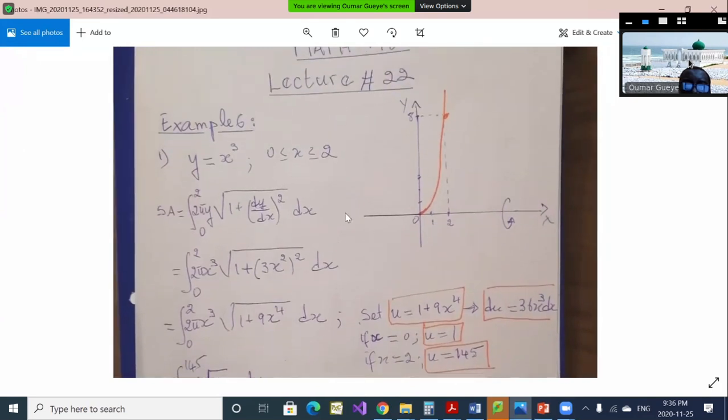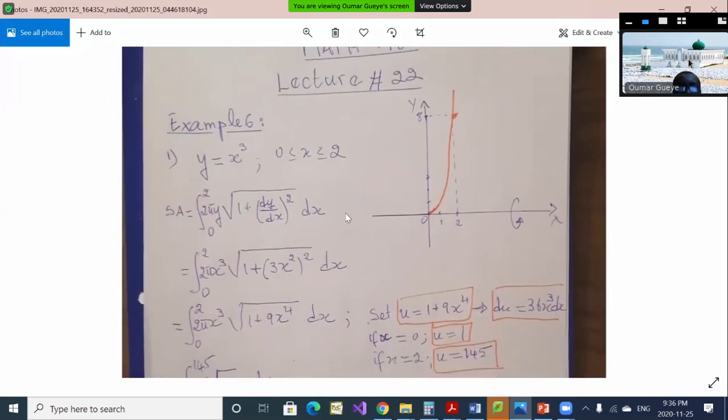All right, so here is our problem. Our equation is here, and that's what I represent here in orange. So we rotate the portion when x is between 0 and 2. Okay, and this is our axis of rotation, as you can see. So we're going to integrate from 0 to 2 because of this.